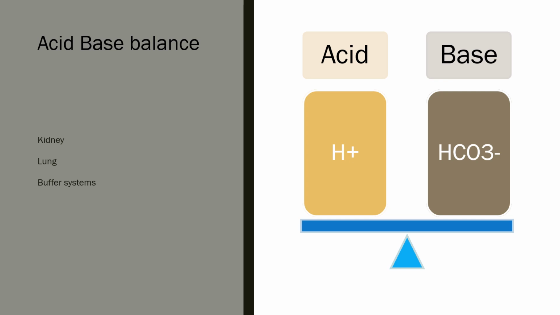How is this 7.4 maintained in our body? It is maintained by 3 systems: the kidney, the lungs and buffer systems in our blood. They tend to keep the hydrogen, which is the acidic part, and bicarbonate, which is the main base part, in balance with each other so that our pH remains at a stable 7.4.